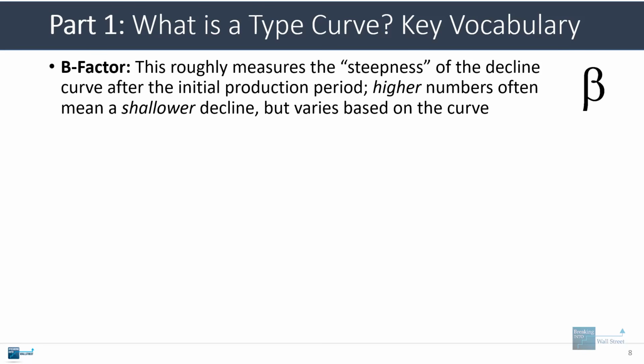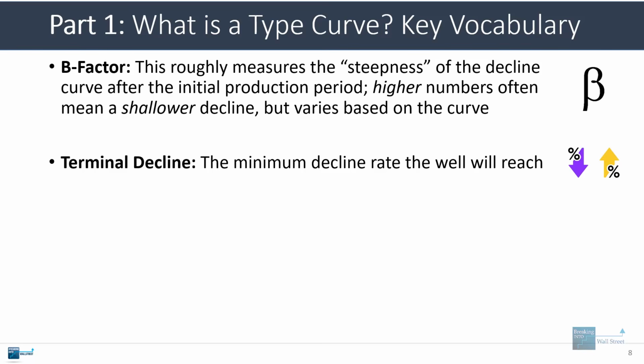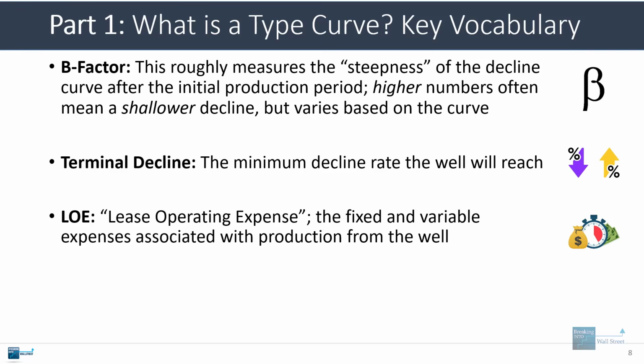The terminal decline is just the minimum decline rate the well will eventually reach. And this is important because even if you model a well with formulas for the hyperbolic decline in the production, for example, those formulas might predict a lower decline rate than this, but you have to cap it and limit it to this terminal decline rate. The LOE is the lease operating expense. This is essentially the fixed and variable expenses associated with production from the well.